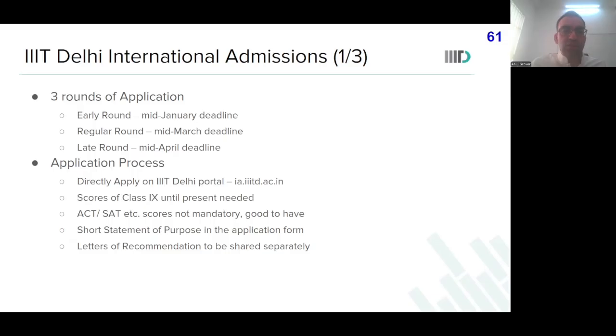ACT and SAT scores are not mandatory, though they are good to add. There is a short statement of purpose in the application form itself that you can fill. We've also required 3 letters of recommendation, which you can share separately.